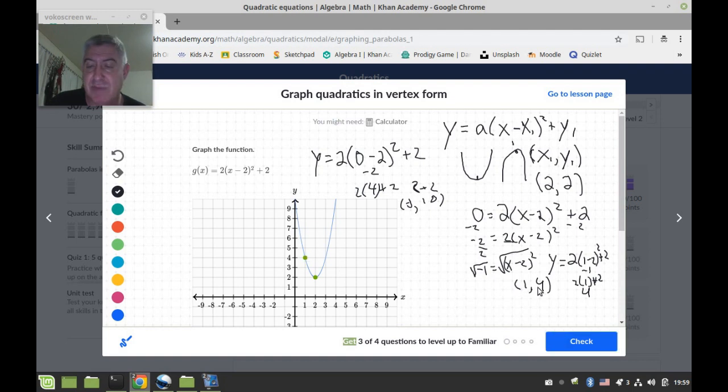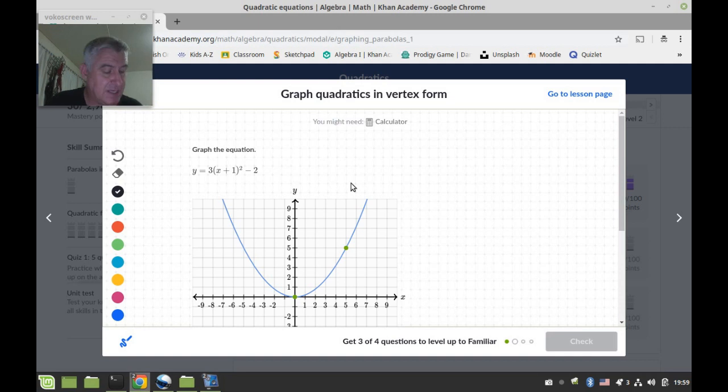Let's see. I'm going to check, make sure I didn't screw it up. So I have one point is 1, 4, and then my other point is 2, 2, my vertex. 2, 2. All right, well, they look good. There we go.